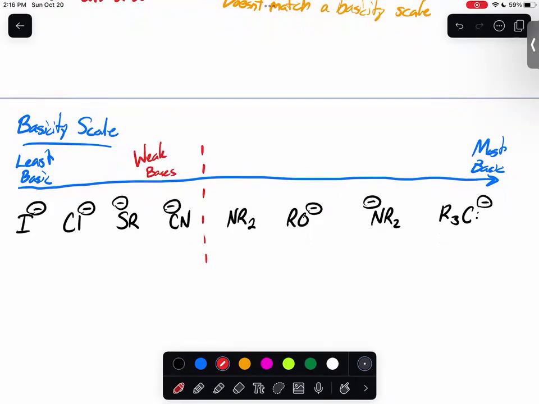And what weak bases do is they will actually only do SN2, because they can act as strong nucleophiles, but they can't act as strong bases. We'll draw another line right here. This is where we get our average bases. These are going to do a mix of SN2 and E2.